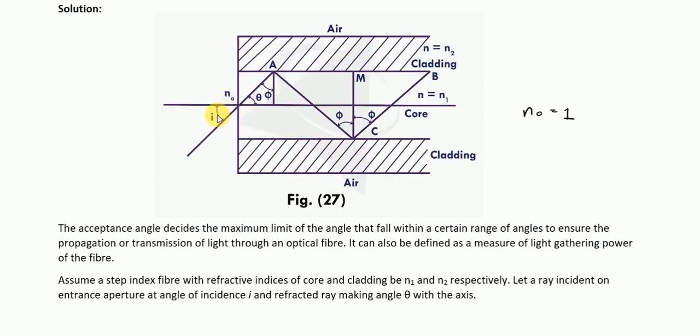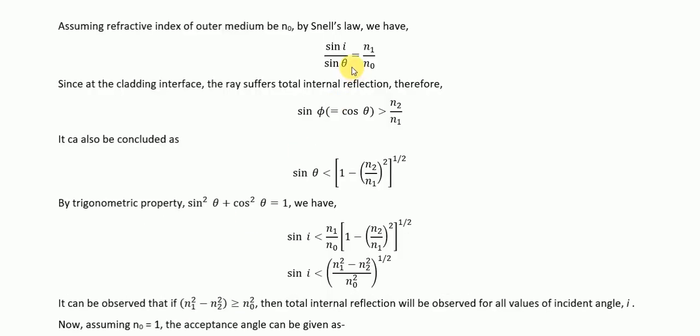Now imagine a light ray entering the fiber at an angle i, which is the angle of incidence. Now, according to Snell's law, we know that sin i by sin theta equals n1 divided by n0. It is the Snell's law at the interface between the air and the fiber core.